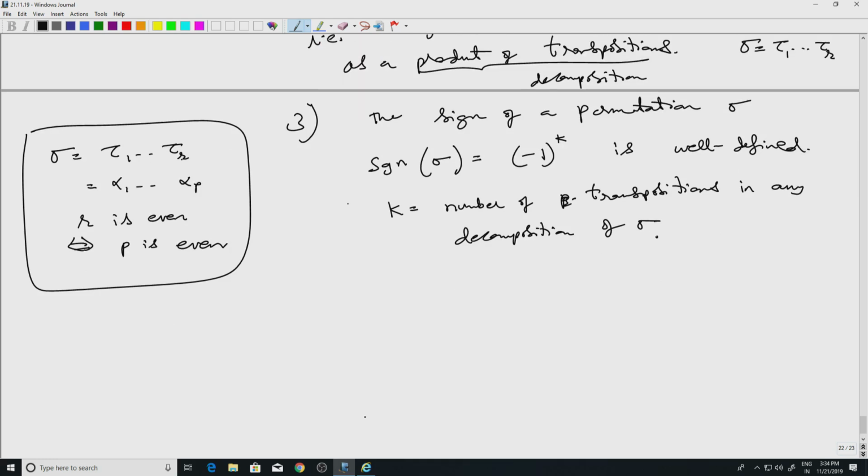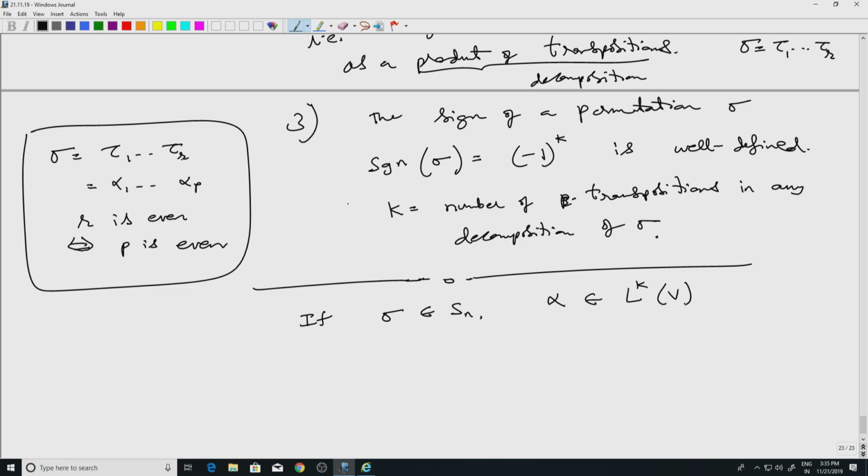now let us go further and talk about symmetric tensors. We are in the process of describing symmetric tensors in a different way. So here's the proposal. Before that, I also need, let me put it like this: if sigma is a permutation and alpha is an element, a k-tensor, then we define sigma times alpha.